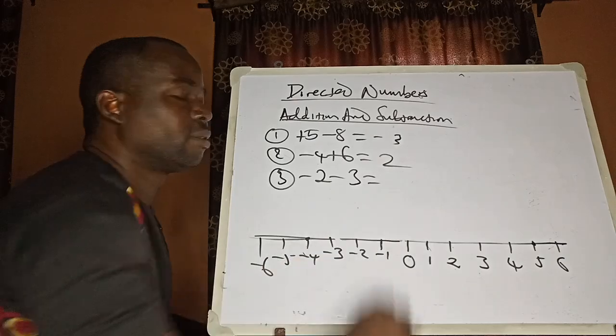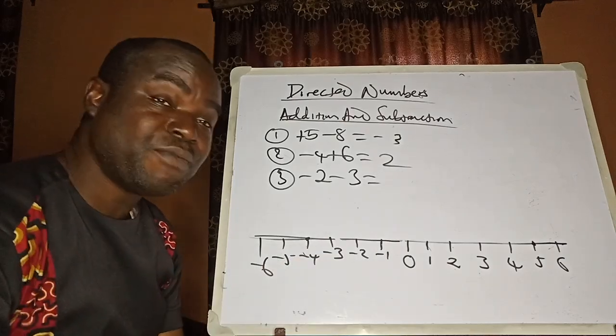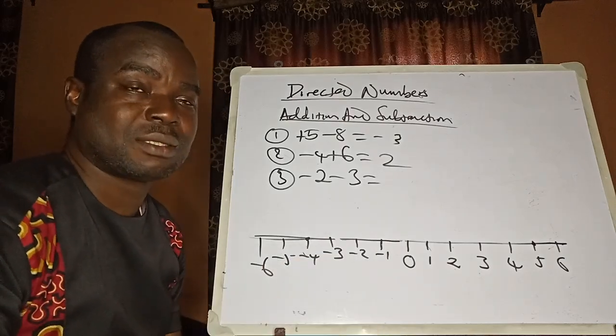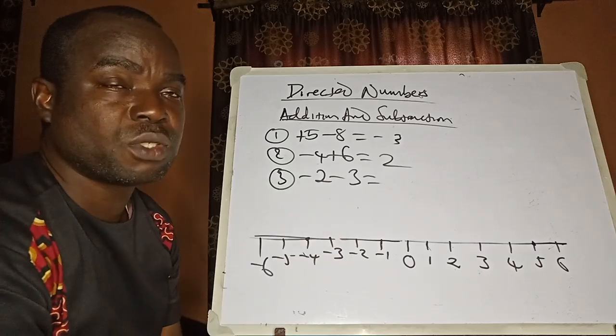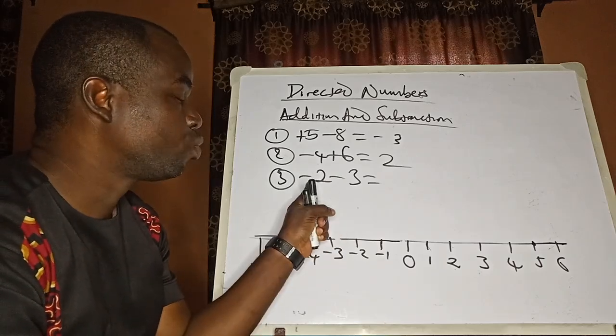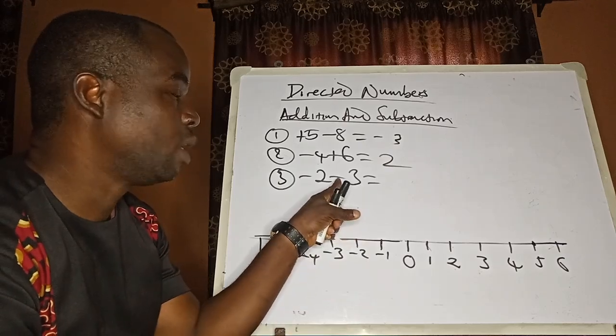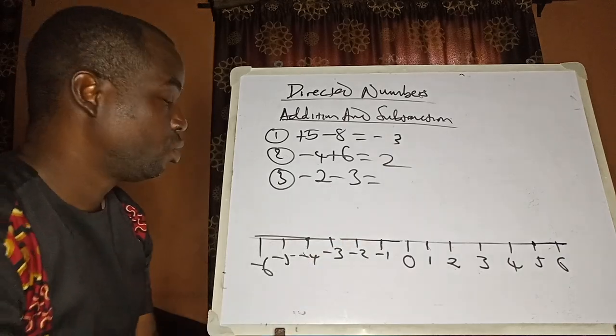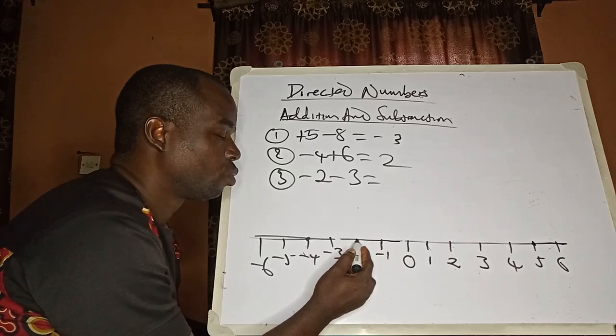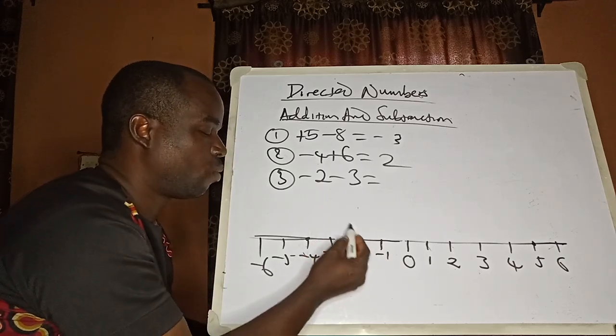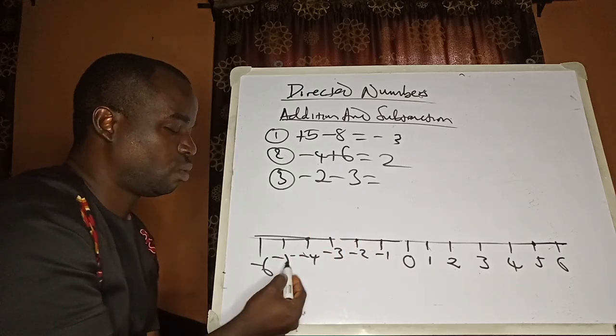Minus 2 minus 3. Listen very well to this. This is your foundation in maths. How do we do minus 2 minus 3? You will locate minus 2, which is here, right? Then move 3 places backwards. Backwards is because of minus. So this is minus 2. We move 3 places backwards. We have 1, 2, 3. So the answer is minus 5.